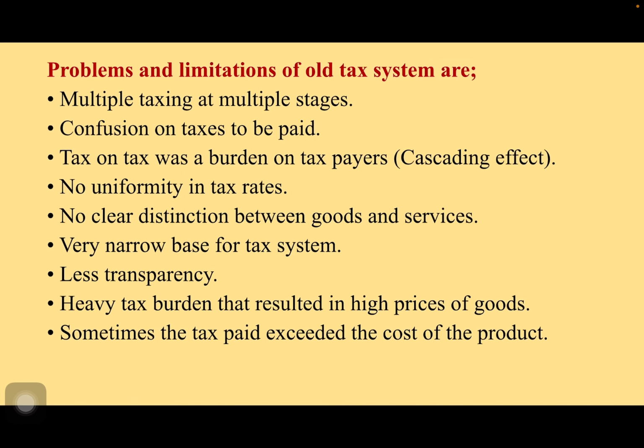Multiple taxing at multiple stages, confusion on taxes to be paid, tax on tax was a burden on taxpayers, no uniformity in tax rates, no clear distinction between goods and services, a very narrow base for the tax system, less transparency, and a heavy tax burden that resulted in high prices of goods. Sometimes tax paid exceeded the cost of the product, and all these resulted in the searching for ways of escaping tax.